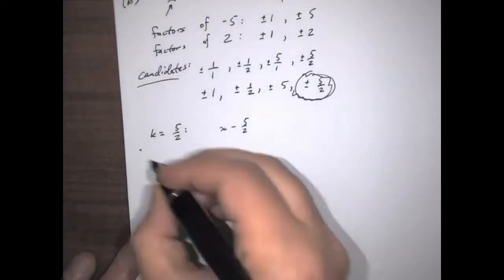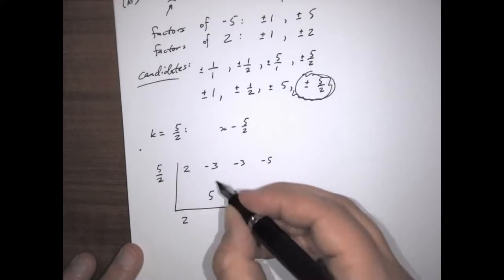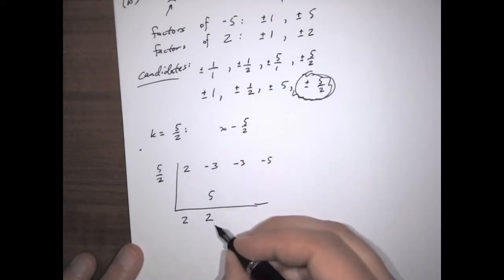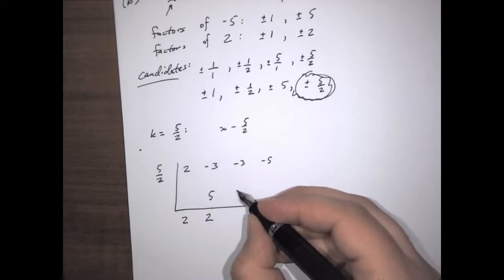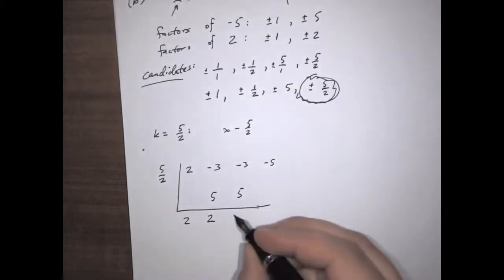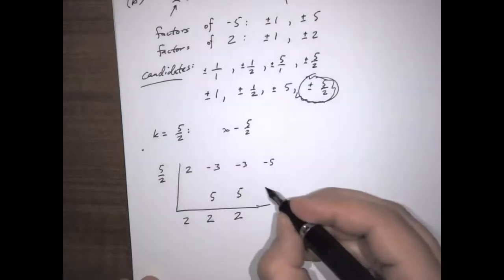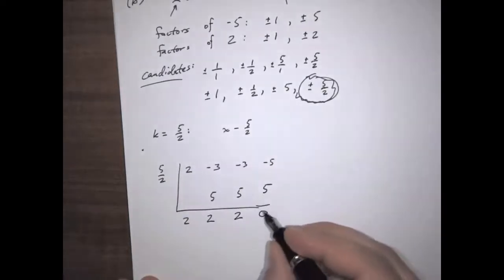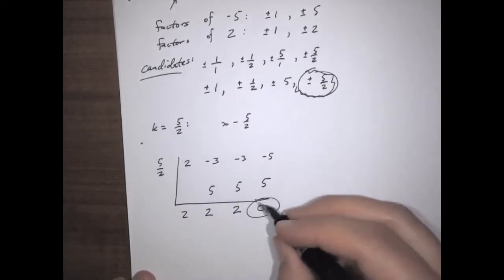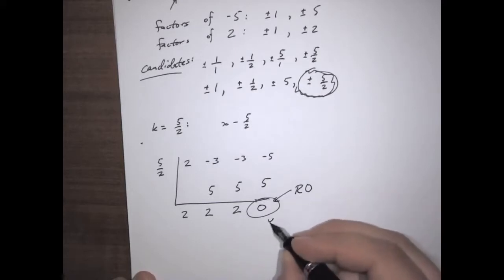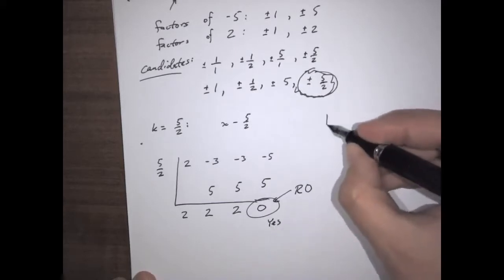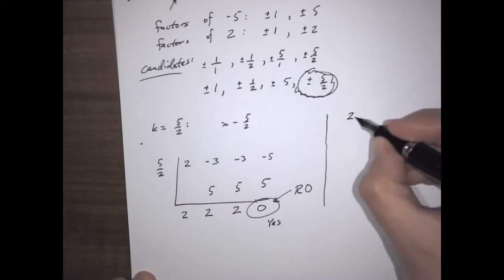So down comes a 2, multiply those, and that's going to make a 5. Add those, that's going to make a 2. And then we multiply these, that's going to make a 5. We add those, it's going to make a 2. We multiply those, it's going to make a 5. We add those, it's going to make a 0, and we've got a bingo. So this is a yes, which means then we're able to move to phase 2.